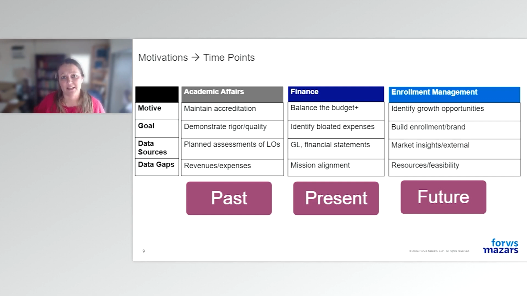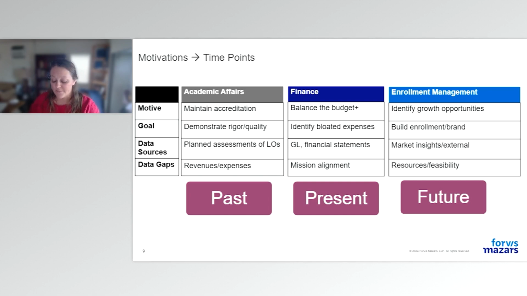And so their blind spots might be around, do we have the right people in place to launch this new program? Do we have the right resources to launch this new program? If we do launch this program, can we offer a curriculum that is actually going to meet students' needs in the employment market? And so because of these differing foci, the motivations tend to produce a focus on different time points. Okay, and you can see those time points laid out here.